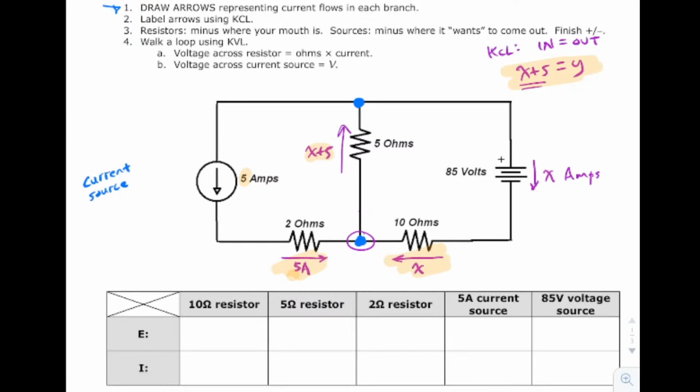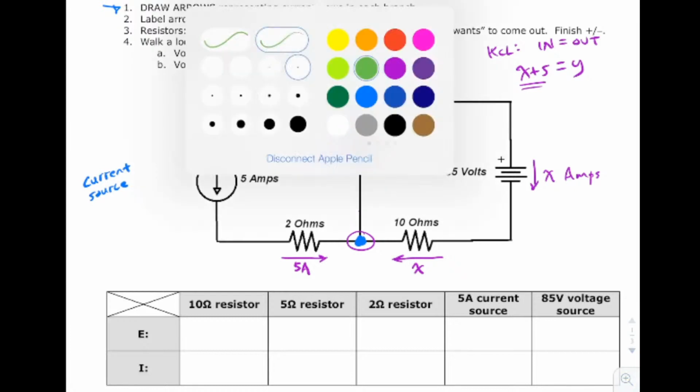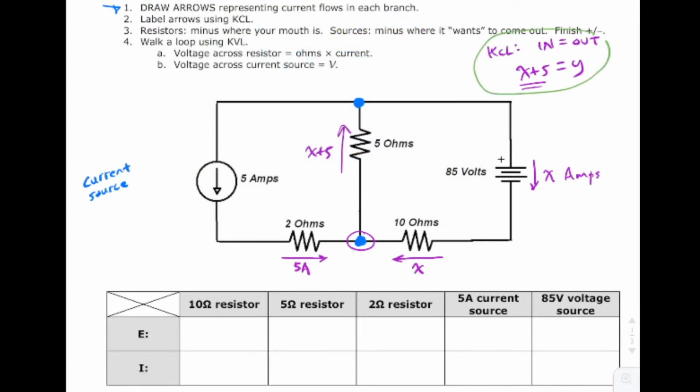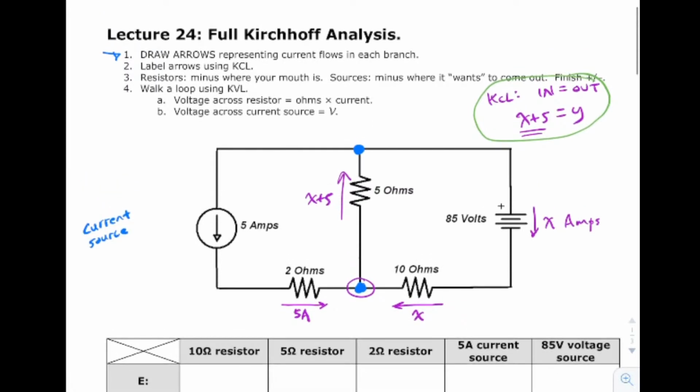Let's get rid of some of this stuff here. So this shading, we don't need this much shading, do we? By the way, you could maybe get at this quicker. If you don't want to have to write in equals out every time, you can just go by inspection. Say, by inspection, these are combining. X and 5 combine. They must add up and go out. Just talking to yourself sometimes, you can figure out to label that X plus 5. Anyway, where are we on this? We drew the arrows representing the current flows, and without even announcing it, we just did step 2, labeling all the arrows using the current law. So the arrows are labeled.